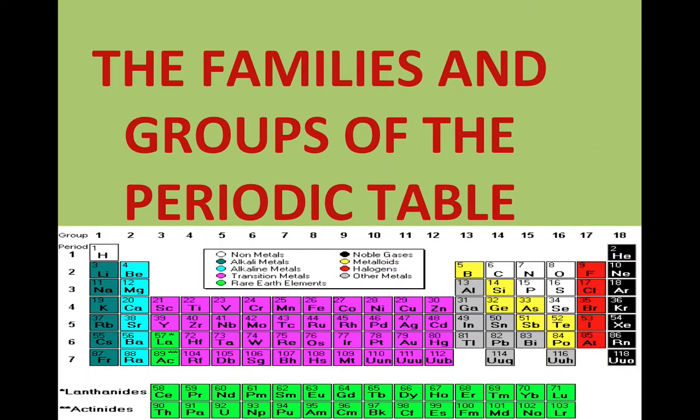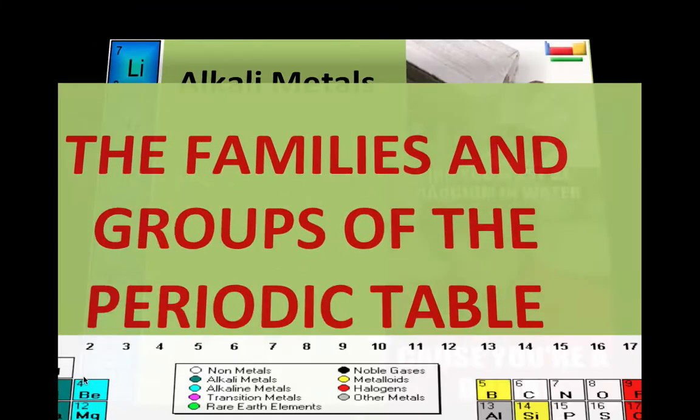All right, so today our big focus is to introduce you to where families and groups are located on the periodic table. Families and groups are our columns. Remember, columns go up and down. Periods go across. Columns are our groups or families, as noted. You see this on this chart. 1 through 18 are our groups, and 1 through 7 are our periods.